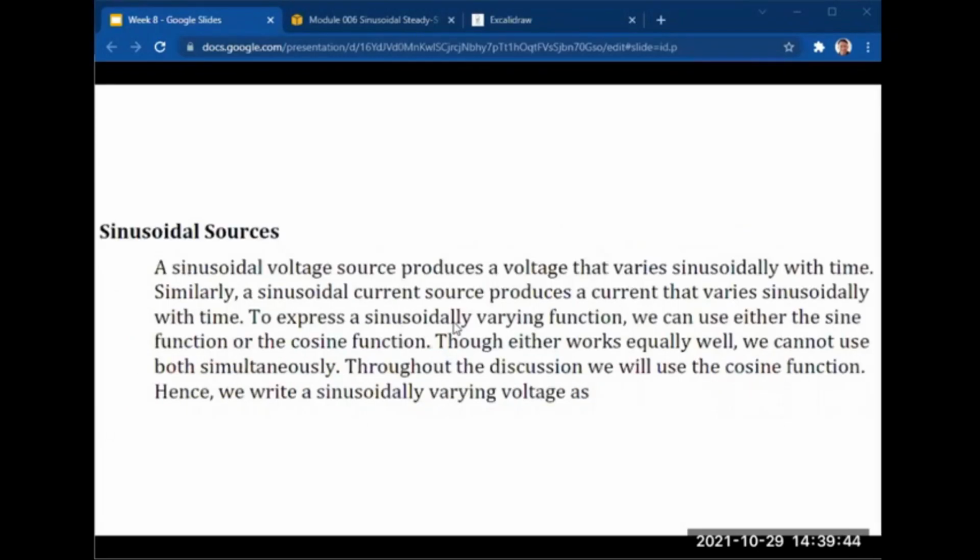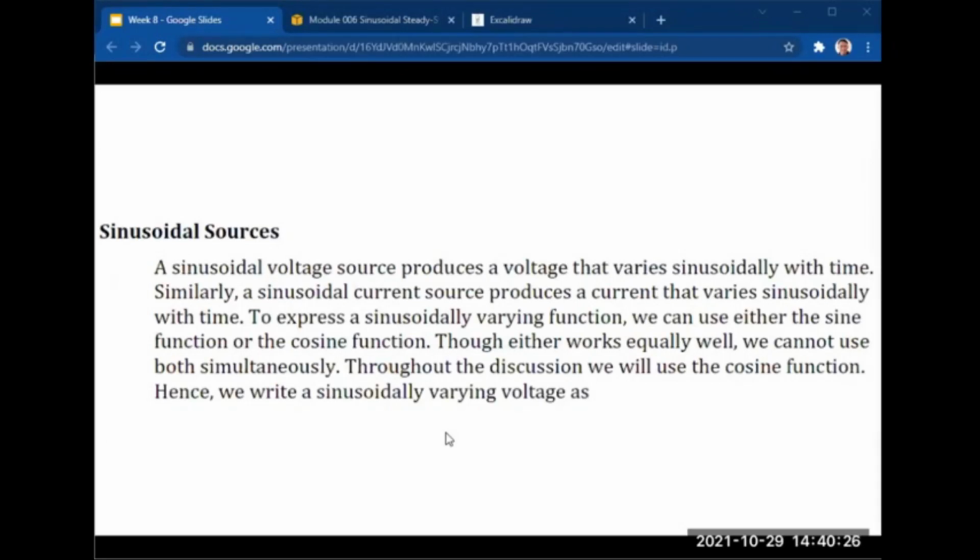Let's proceed. Let's first define what sinusoidal sources are. A sinusoidal voltage source produces a voltage that varies sinusoidally with time. Similarly, a sinusoidal current source produces a current that varies sinusoidally with time. To express a sinusoidally varying function, we can use either the sine or the cosine function. Though either works equally well, we cannot use both simultaneously. Throughout the discussion, we will use the cosine function.